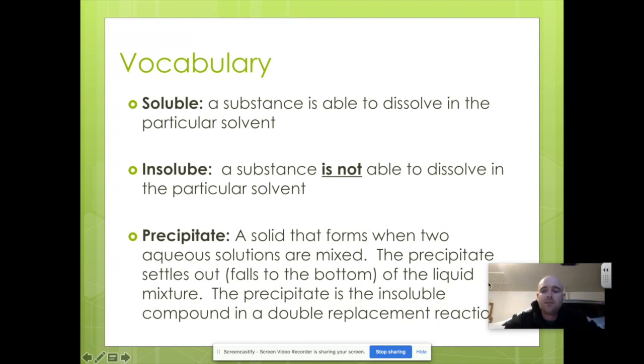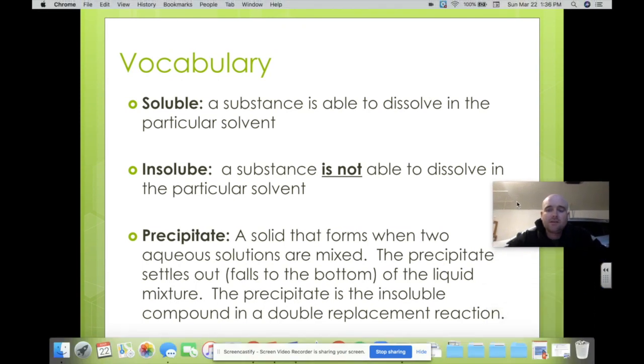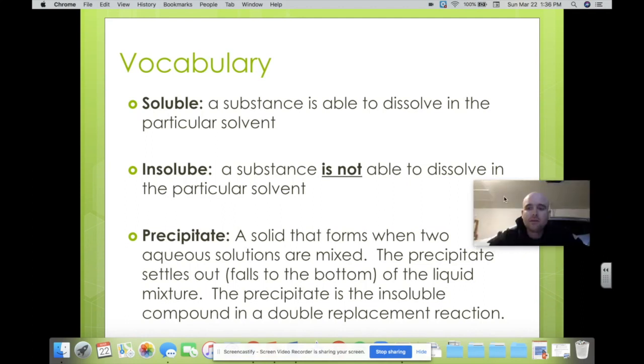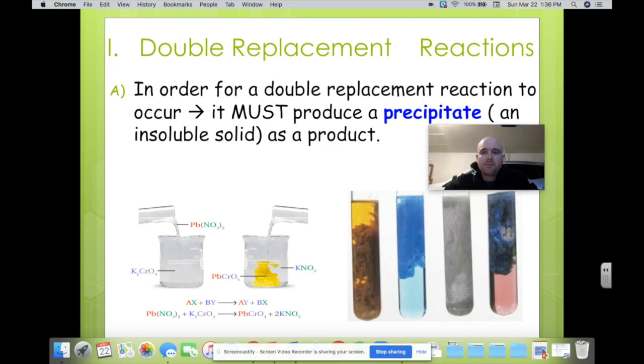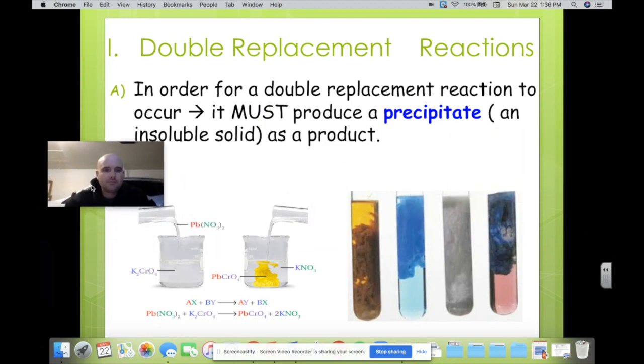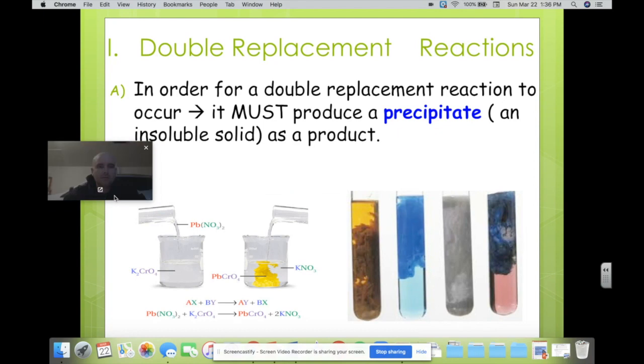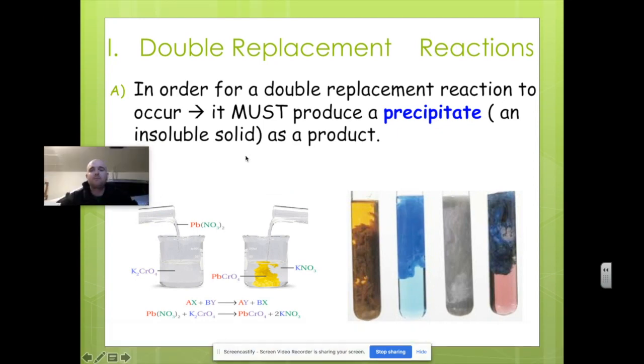Now the precipitate, hopefully you got to see, was a solid that forms when 2 aqueous solutions are mixed, and that precipitate is always the insoluble form, okay? So in order for a double replacement reaction to happen, it must produce a precipitate.